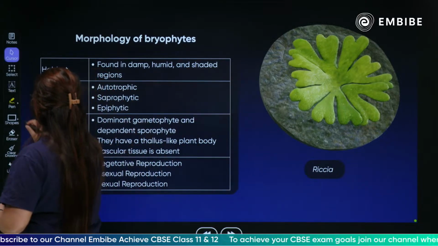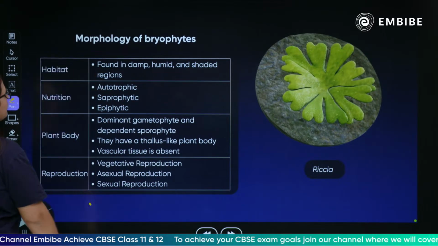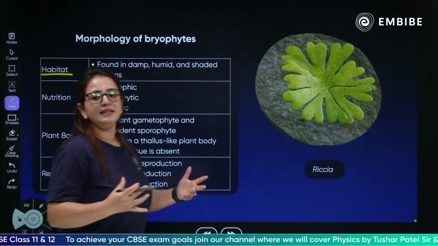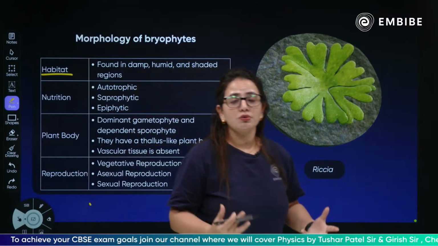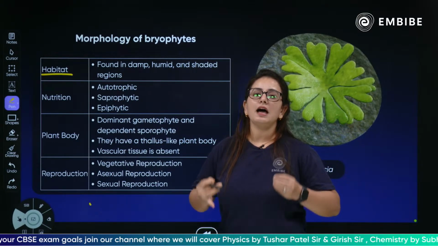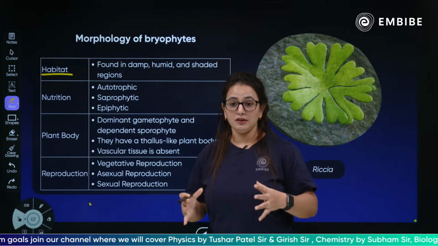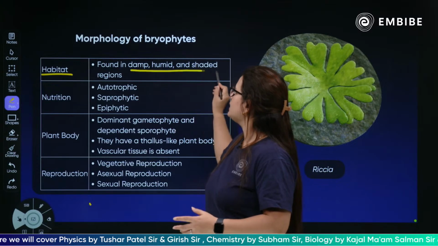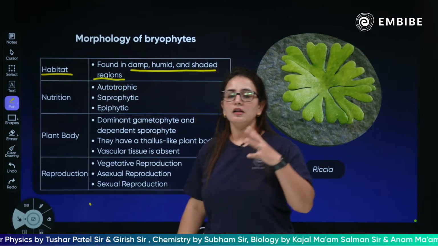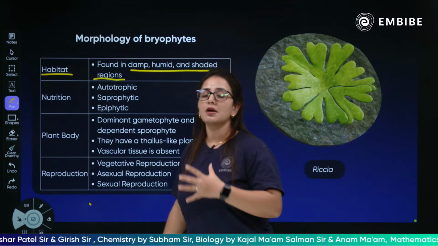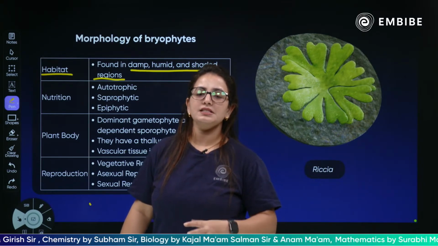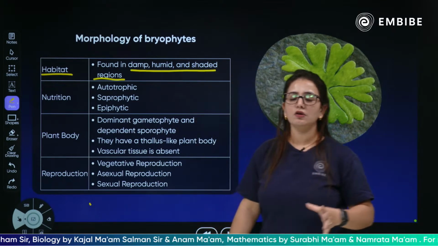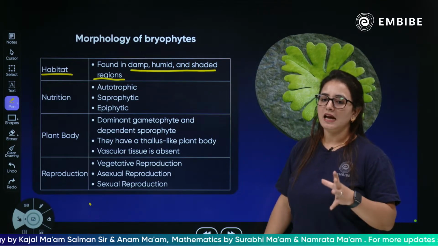Talking about the characteristics, children, the very first thing is the habitat. You know what habitat is? Where they live. Bryophytes are majorly found in damp, humid and shaded regions. Their habitat is damp, shaded, humid places. Humid means there is moisture present in the environment.